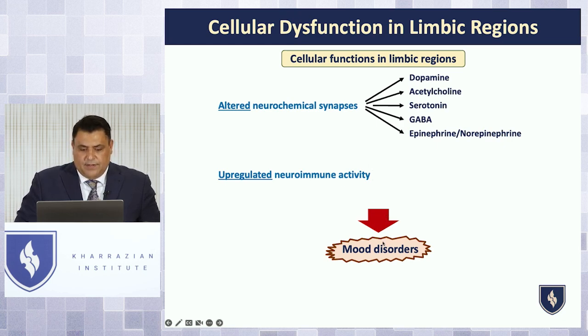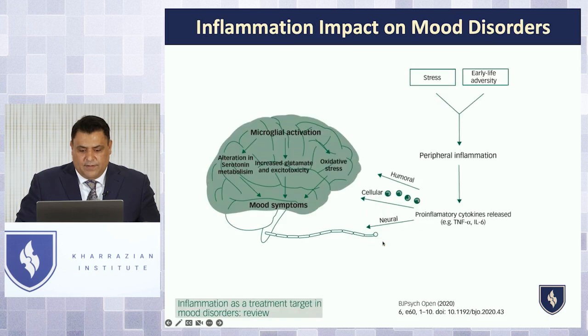So let's talk about the neuroimmune response. Here you see some peripheral inflammation being activated. Here it says stress or early life adversity, whatever the scenario may be. But the concept is there's peripheral inflammation. That peripheral inflammation basically crosses into the brain and activates the glial cells, and these glial cells then alter serotonin metabolism, they alter glutamate pathways, promote excitotoxicity, create oxidative stress, and these things have been associated with mood disorders.